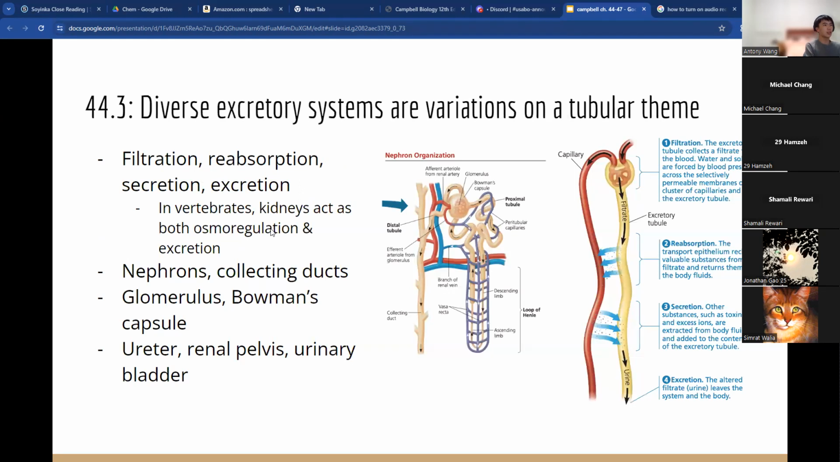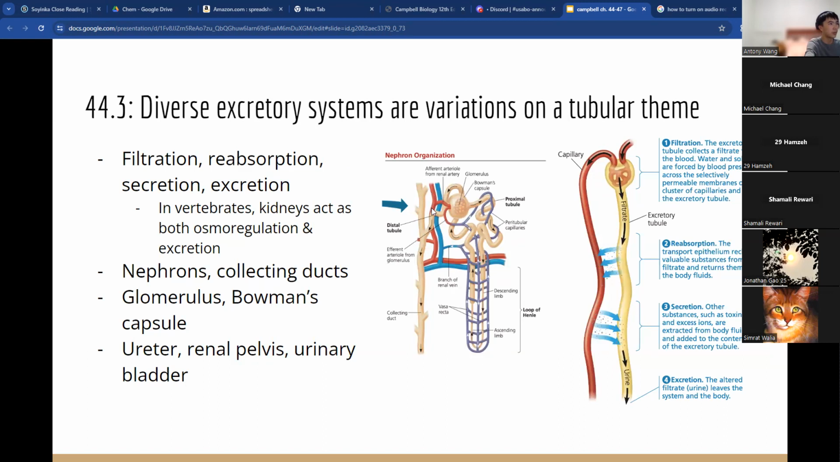Okay, so now let's talk about the human kidney. There are many different kinds of filtration systems in nature. This diagram on the left is a filtration unit of a human kidney, right? I'll just walk you through this.